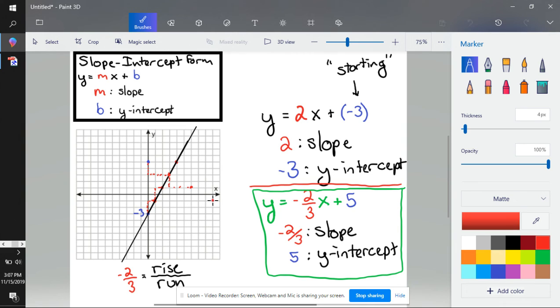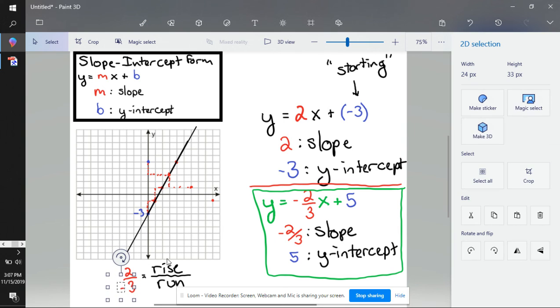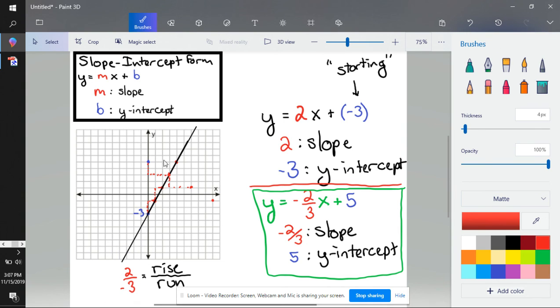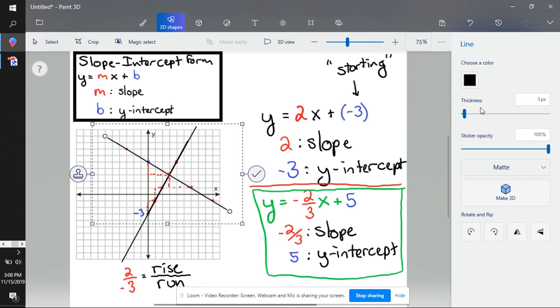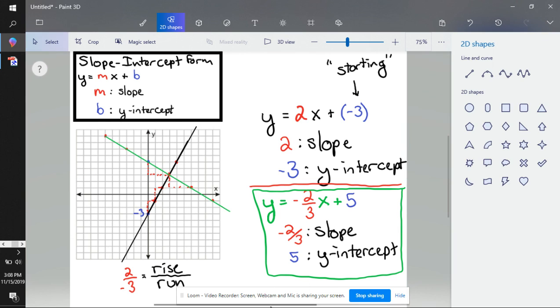Down 2, over 3. Now notice that if I move the negative down here to the bottom, it would be the same thing in this case as going up 2 and backwards 3. Right? Positive 2 vertically, negative 3 horizontally. And you'll notice that that continues along on the same path. So I'll take my line here and I draw. And that gives me my green line.